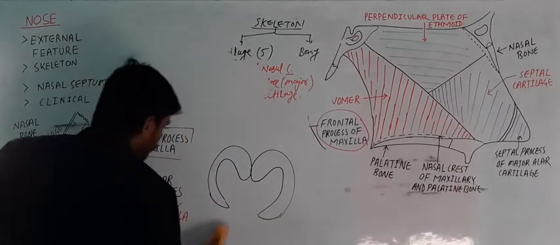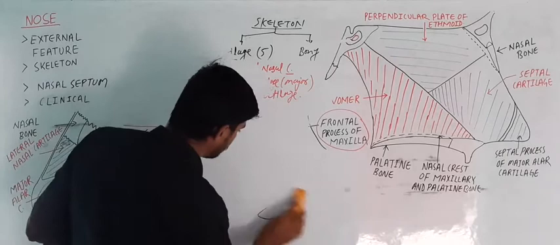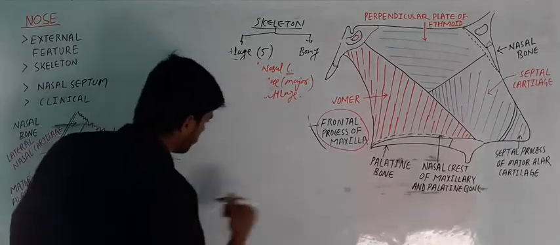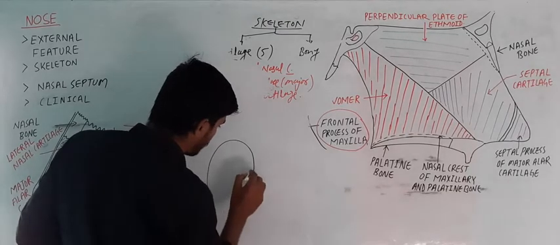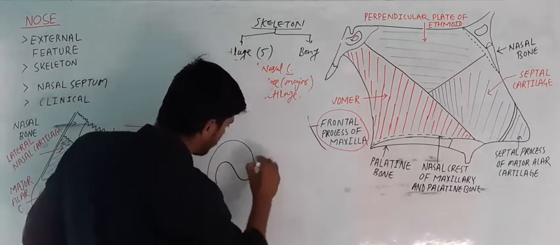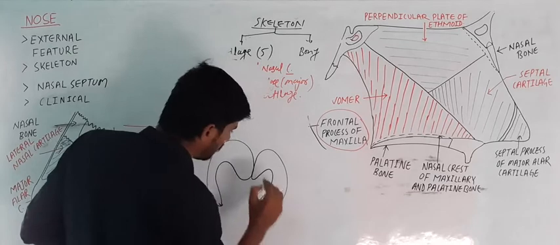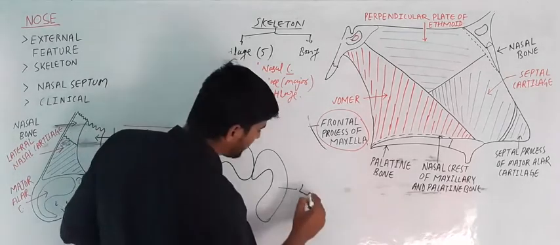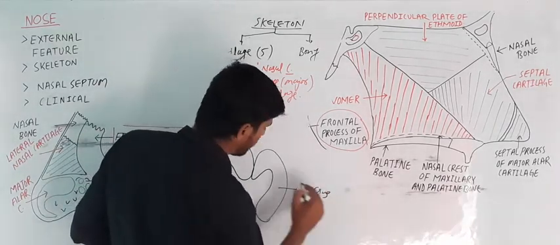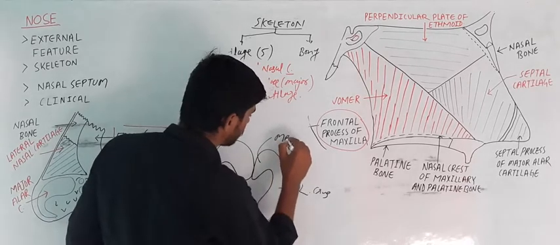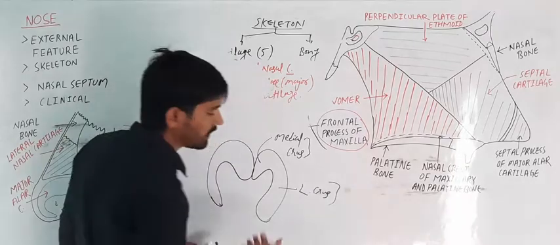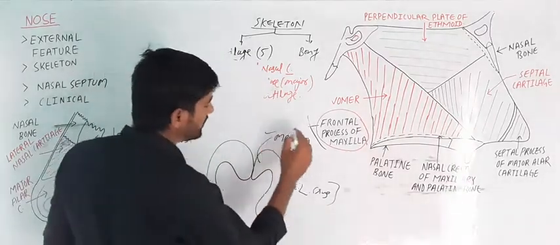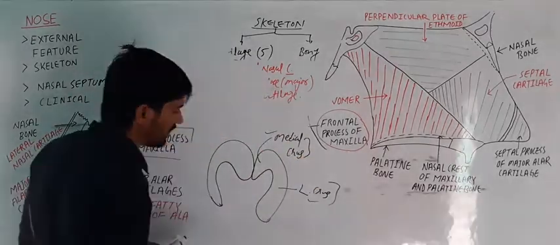Or else you can draw a diagram like this. Yeah, this is right, from here to like this. So this is the lateral crus and this is the medial crus. So this major alar cartilage has 2 parts: one is the medial crus and the other is the lateral crus.